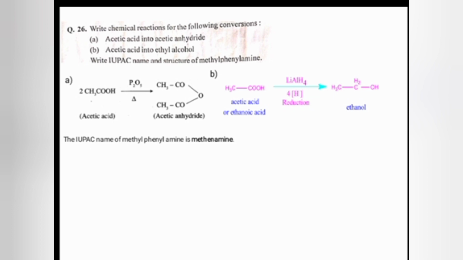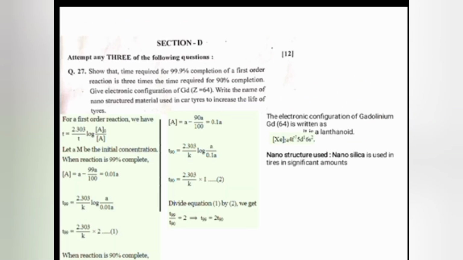And what is the IUPAC name of methylphenylamine? The IUPAC name of methylphenylamine is methenamine. Show that the time required for 99.9% completion of a first order reaction is 3 times the time required for 90% completion. This numeric is already solved, based on the first order reaction.